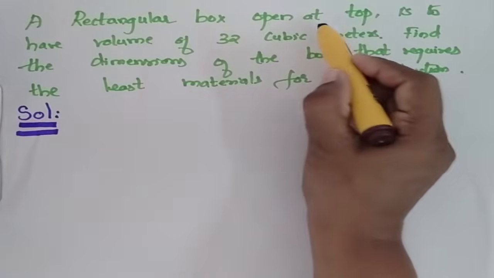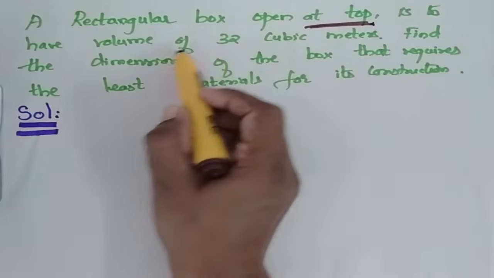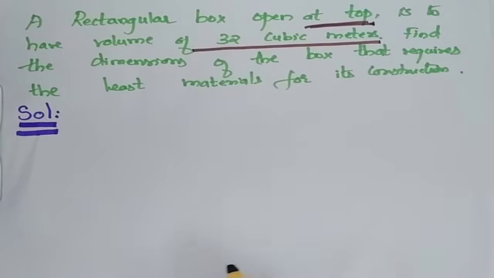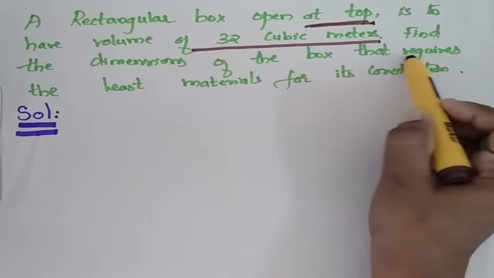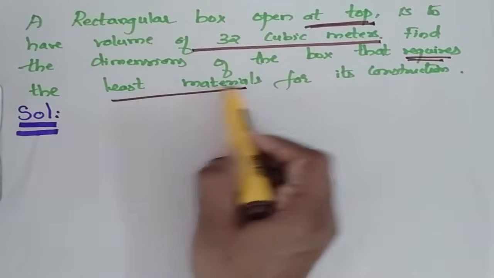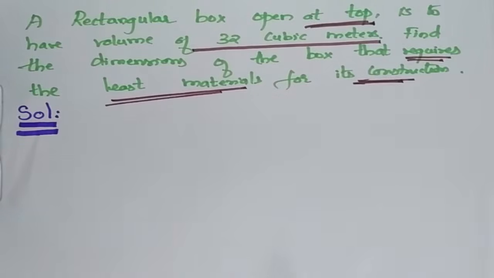A rectangular box open at top has volume of 32 cubic meters. Find the dimensions of the box that requires least material for its construction.